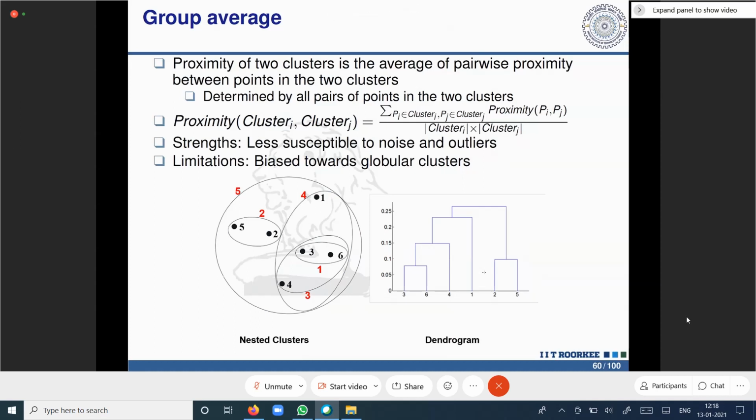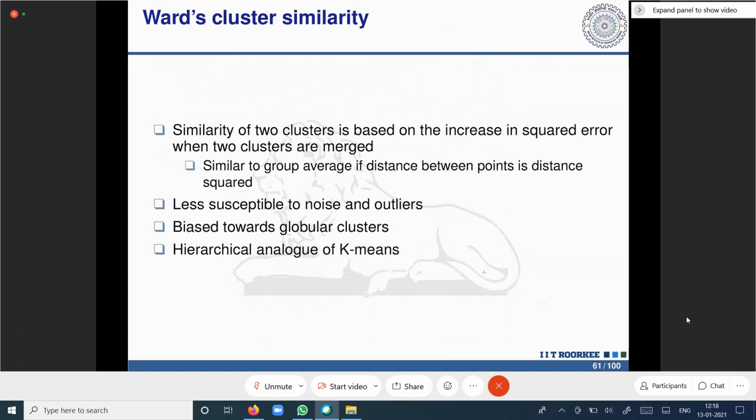Group average. In this case, the proximity of two clusters is the average of the pairwise proximity between the points in the two clusters, right? So we find the pairwise distance between all the points within the two clusters and then find the average of it. The advantage is it is less susceptible to noise and outliers, which is a good thing. But again, it tries to find globular or circular clusters.